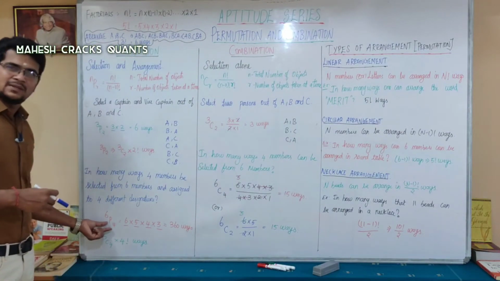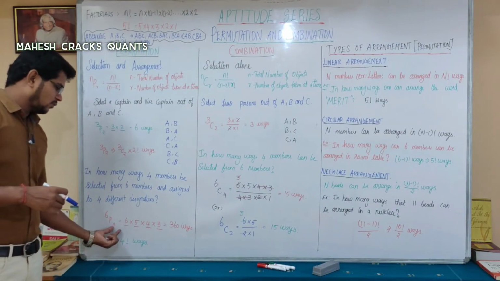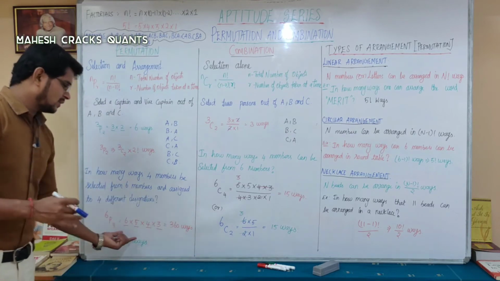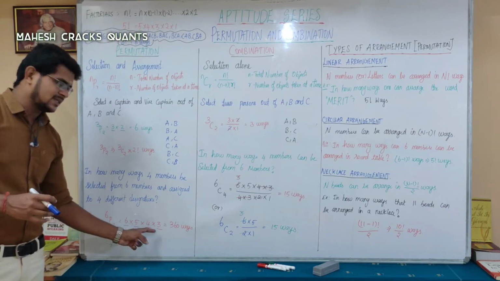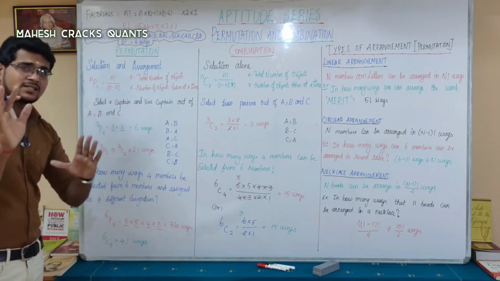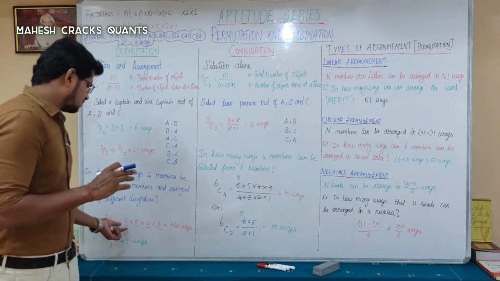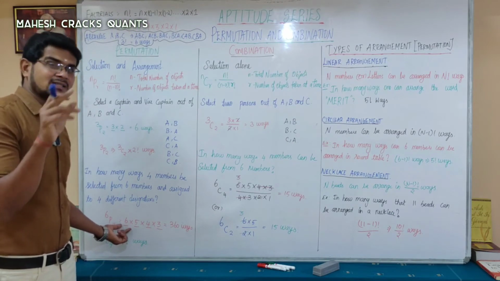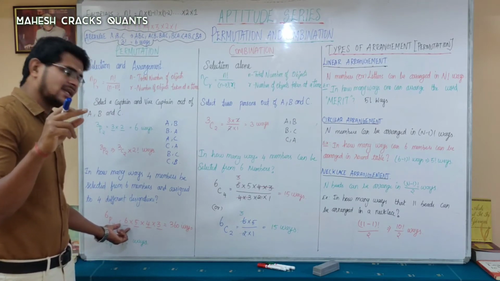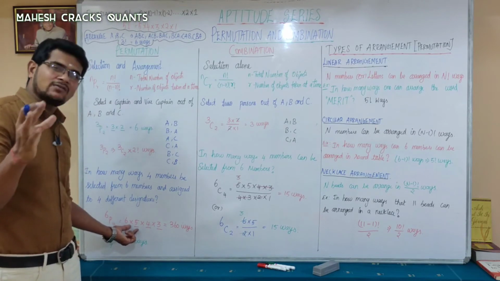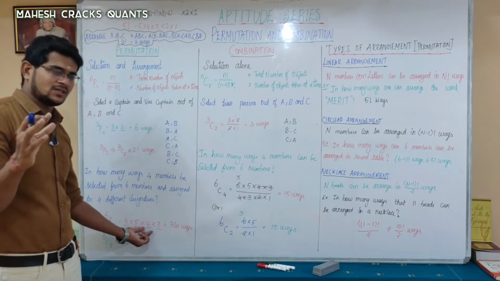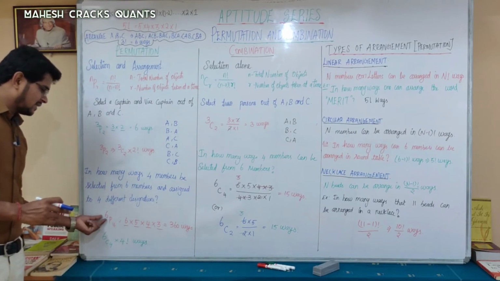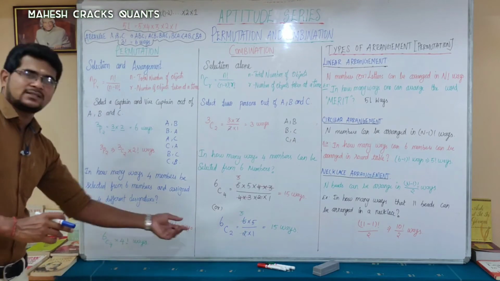Directly in permutation 6P4, 6 should be reduced 4 times: 6 into 5 into 4 into 3, which is equal to 360 ways. We know that from the principles of counting, there are 4 designations, 4 places, and 6 people. What is the first choice? First person choice 6. Out of 6 persons, you can select 1 person for the first job. You will have 5 choices for the second, 4 choices for the third, 3 choices for the fourth. So 6P4 means you have to reduce 6 4 times. That is the direct answer by permutation.